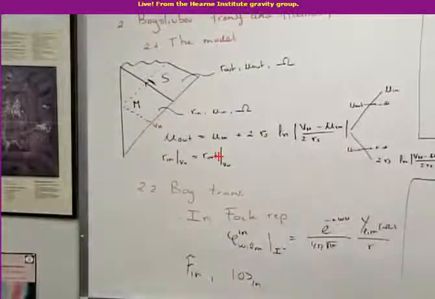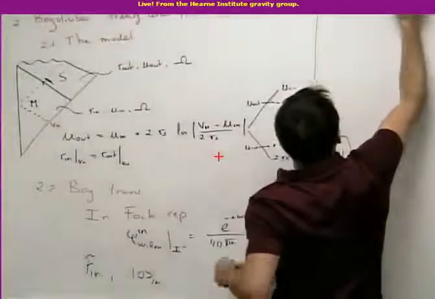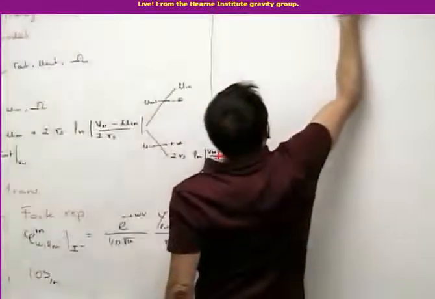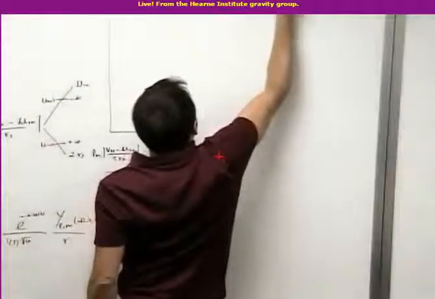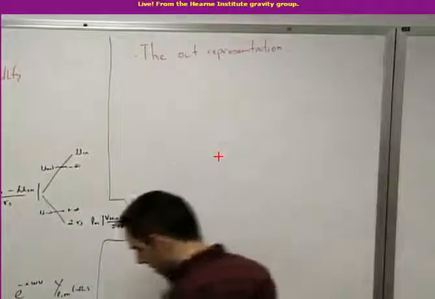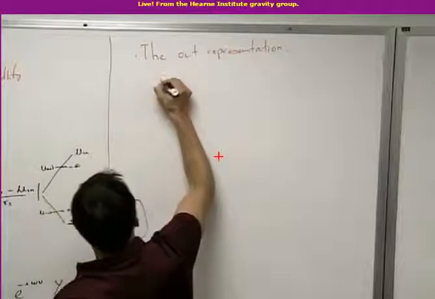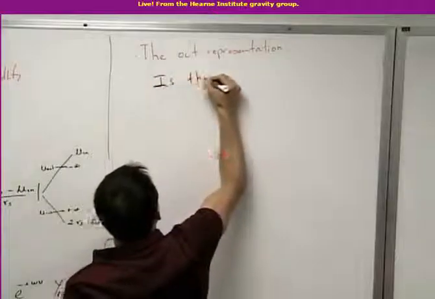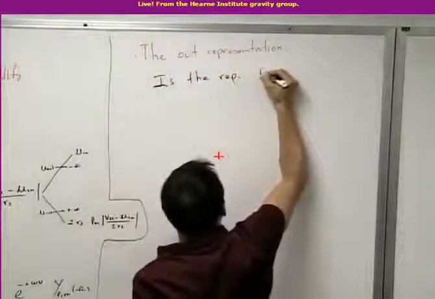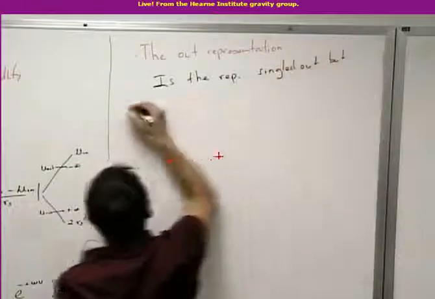And today I want to start. So we stopped here last day, and now it's new material. Now we have to repeat this analysis for the out representation. You can already imagine what's going to happen. It is the representation singled out by time-like symmetry in the future.